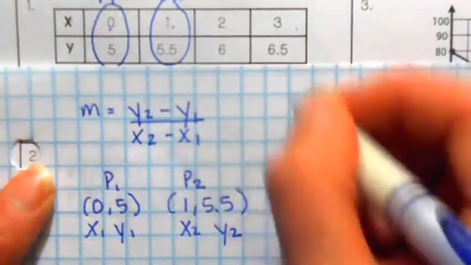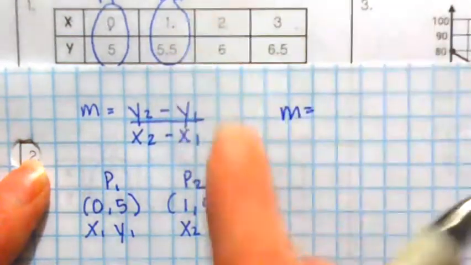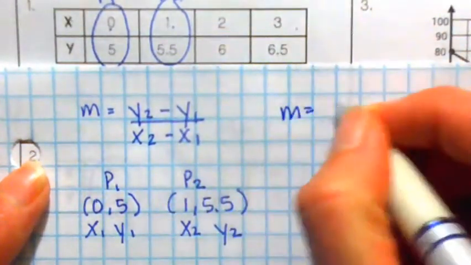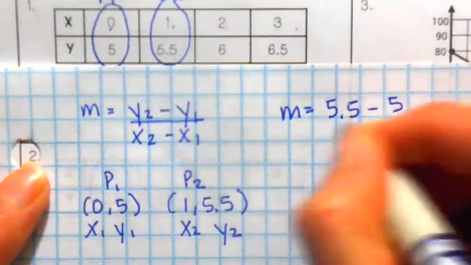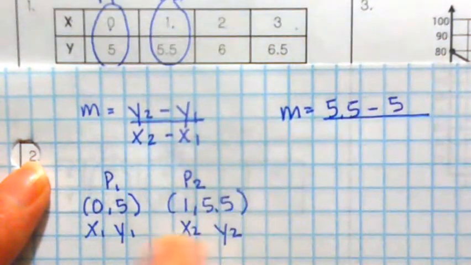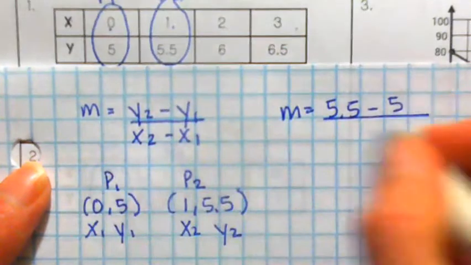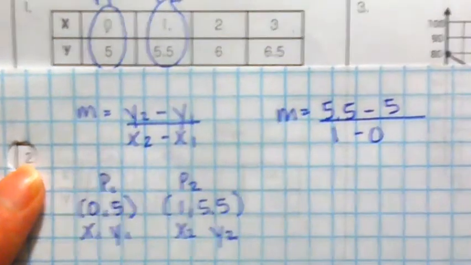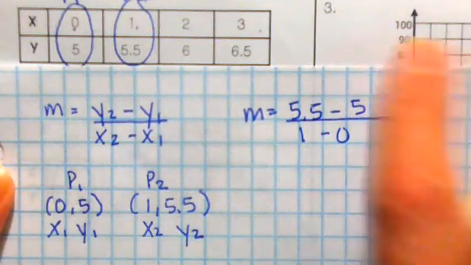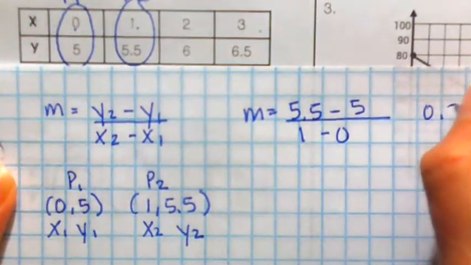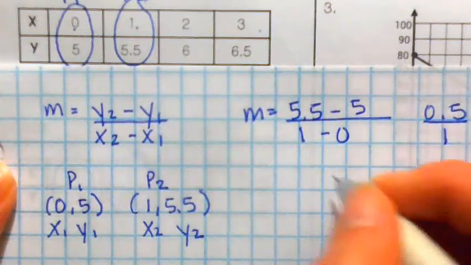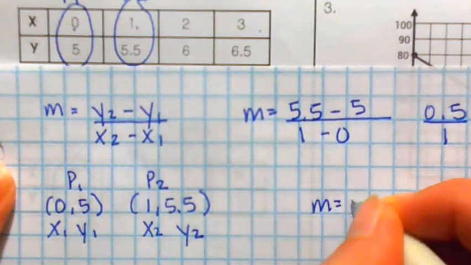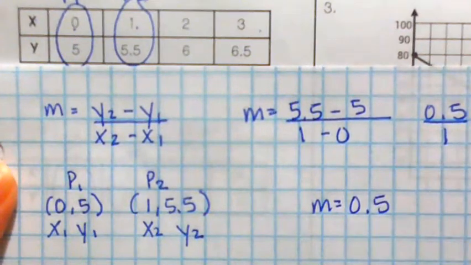Plug those numbers into the slope formula. I have y2, 5.5, take away 5, over 1, take away 0. I know that 5.5 take away 5 is 0.5. 1 take away 0, that's easy. That's 1. 0.5 divided by 1 is 0.5. My slope is 0.5, or 1/2.